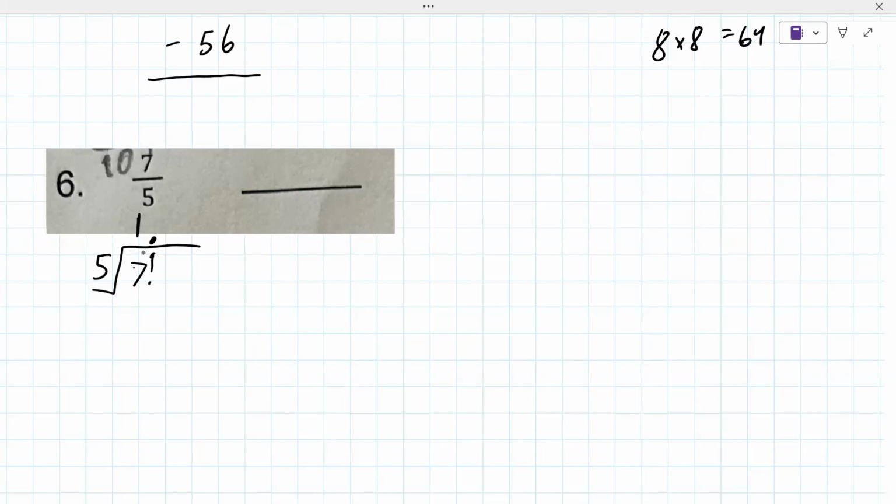1.14. Nope. So 1 times 5 is 5. When you subtract, it's 2. Bring the 0 down. How many times does 5 go into 20? 4. Okay, that's what I had wrong. So yeah.